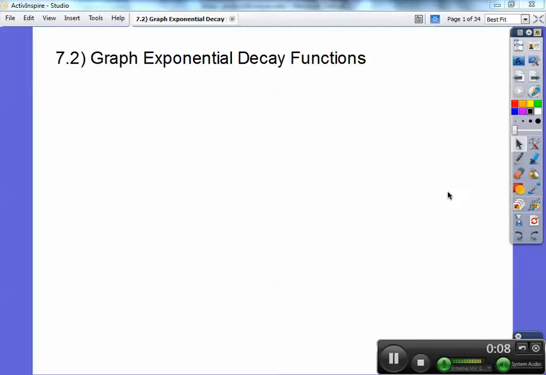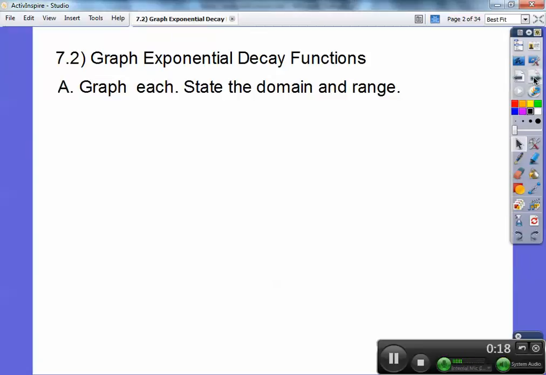So we still haven't got to logarithms yet. We're almost there. Let's go ahead and graph. We did exponential growth functions in the last lesson, so let's do a decay. Let's go ahead and graph each function and state the domain and range. And I skipped this one in the exponential growth, so it's the same thing. It'll be explained here, you guys.